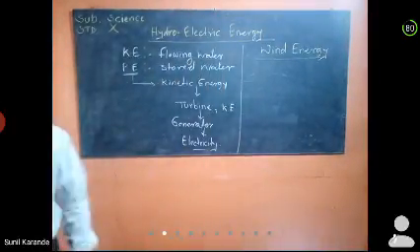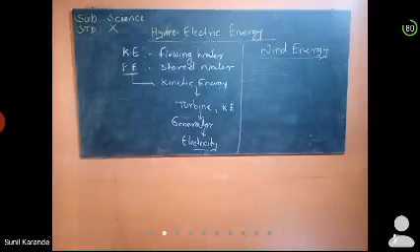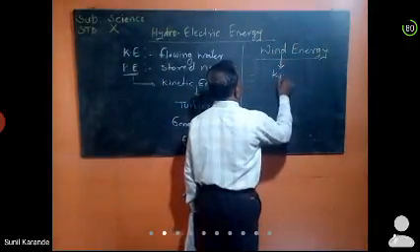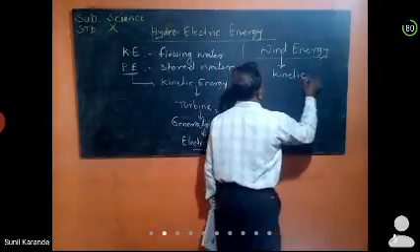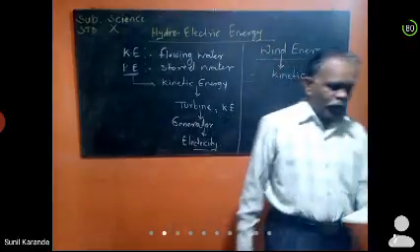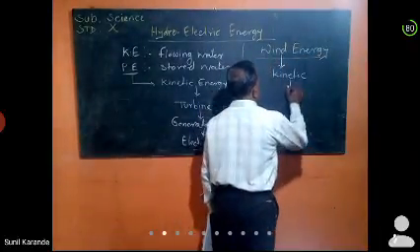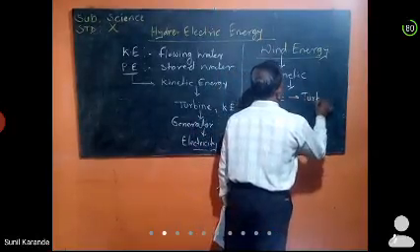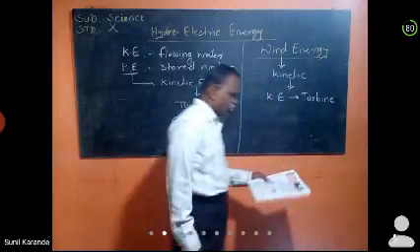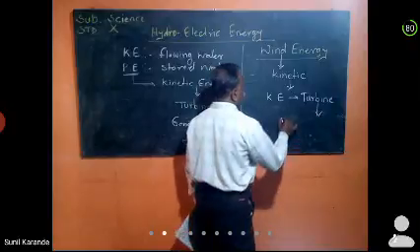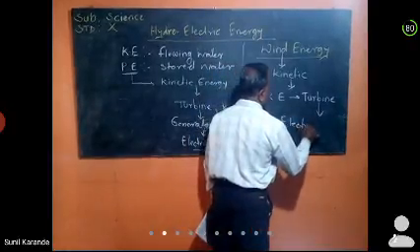Now see the transformation of energy. First, kinetic energy of the wind is converted into kinetic energy of the turbine. Then it is connected to the generator, which converts it finally into electric energy.